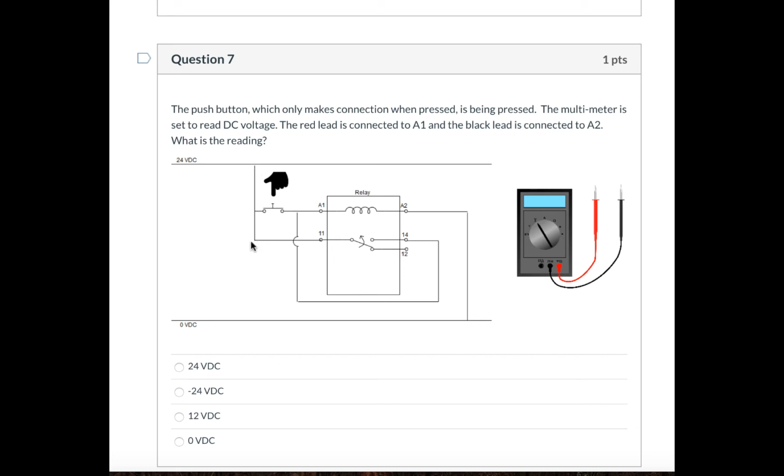So current can't flow this way, but when we push this button down, it makes contact. Current can flow through this coil. This coil is an electromagnet. When that happens, it flips this switch up.